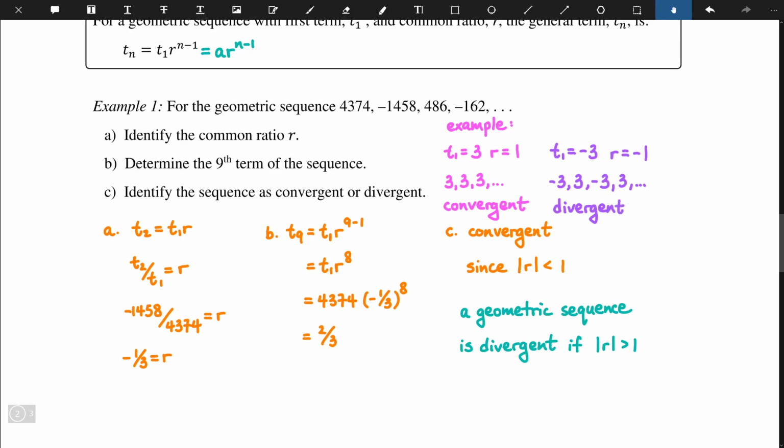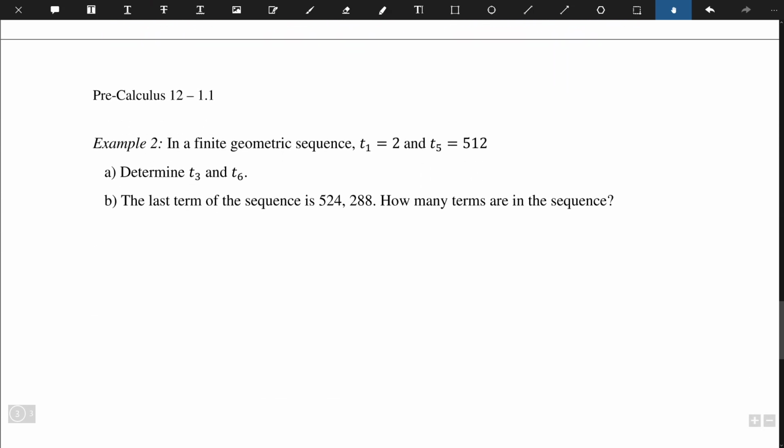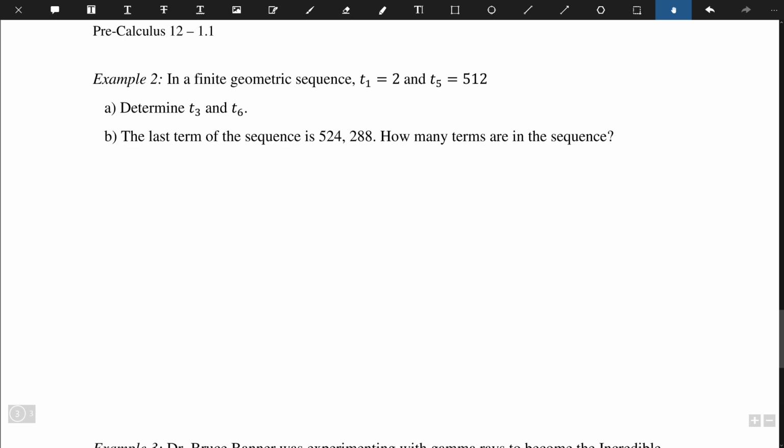Okay, moving on. In a finite geometric sequence, the first term is 2 and the fifth term is 512. Okay, it says determine the third term and the sixth term, and then the last term of the sequence is 524,288. All right. How many terms are in the sequence? All right.